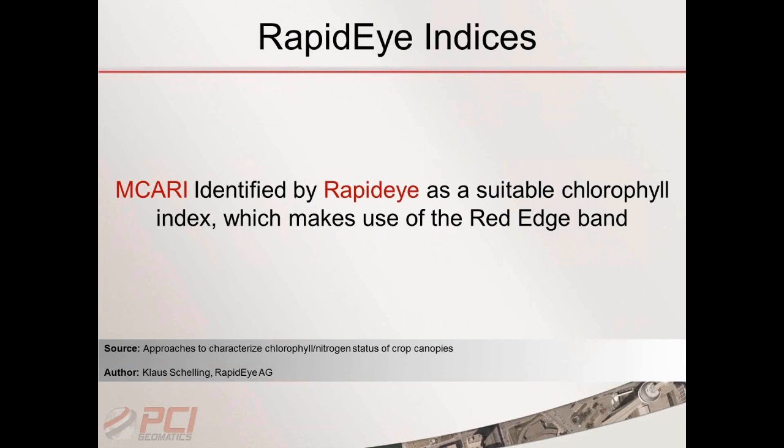So MCARI was also identified by Klaus Schelling of RapidEye as a suitable chlorophyll index which makes use of the red edge band. This is actually one of his papers that were provided on it. And obviously he does mention that there still is more testing required to validate the robustness of these measures. But it's just a wonderful tool to attempt.